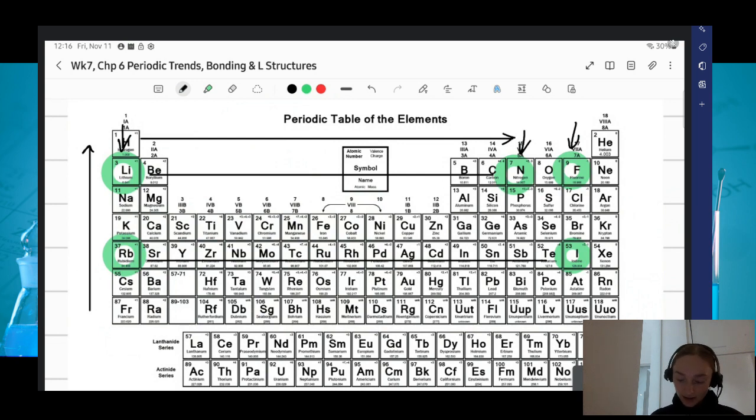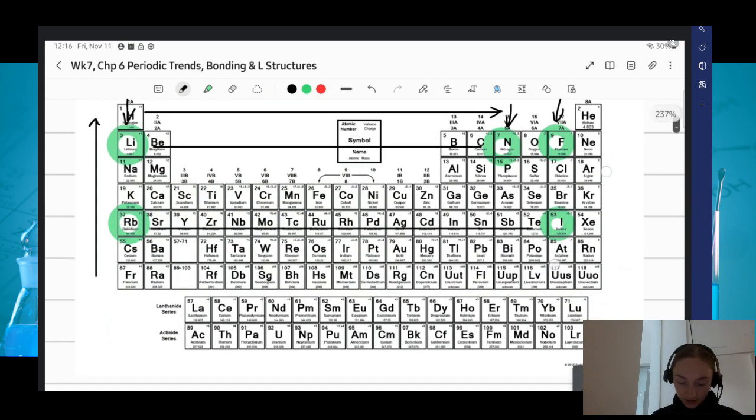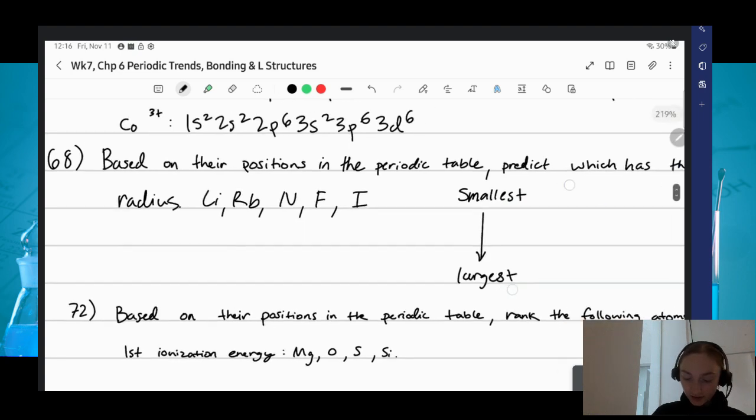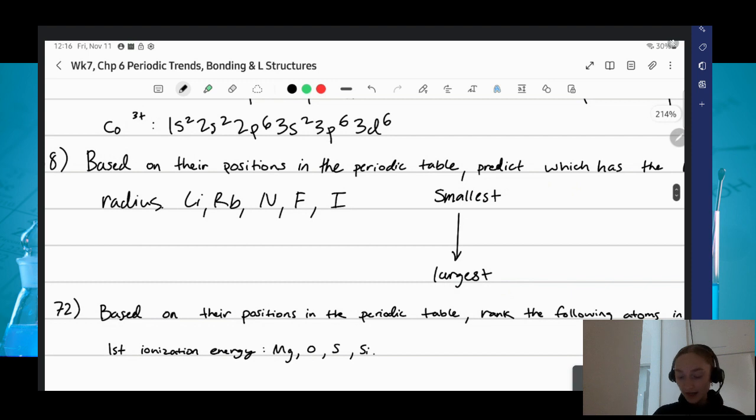So let's write that down. Let's go back to the question here. So the smallest moving down to the largest. So that's the order I'm going to be writing the atoms in. So far we talked about the 3 atoms. So this is going to be the smallest, fluorine, and then it's going to be nitrogen and lithium.